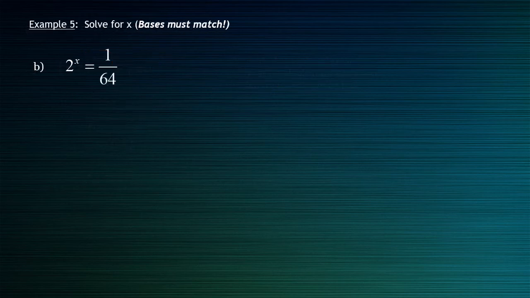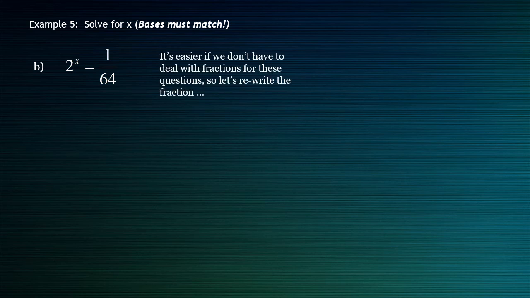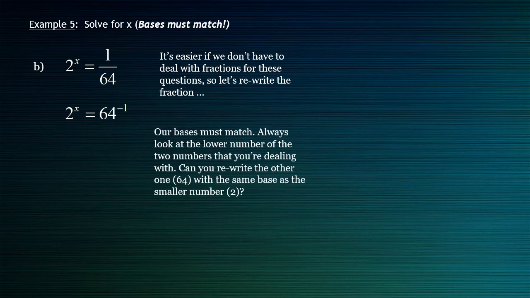Next one's a little harder. Solve for x. Again, bases must match. It's easier if we don't have to deal with fractions for this question. So that 1 over 64, let's get it out of fractional form and make it 64 to the power of negative 1. Our bases have to match, right? They don't match right now. What you do is you always look at the lower number of the two. So we've got a 2 and a 64 in our bases.